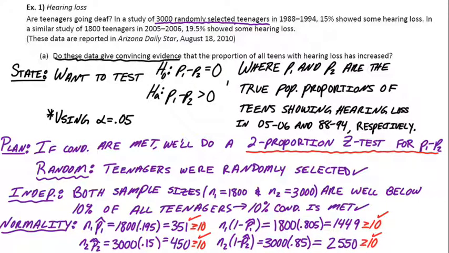Trust me, I wouldn't go through and show those if I didn't have to, but that's a requirement for the AP exam. So if you're going to meet this condition, right, we can say because all of these are at least 10, the large counts condition is met. And we have to show each calculation.